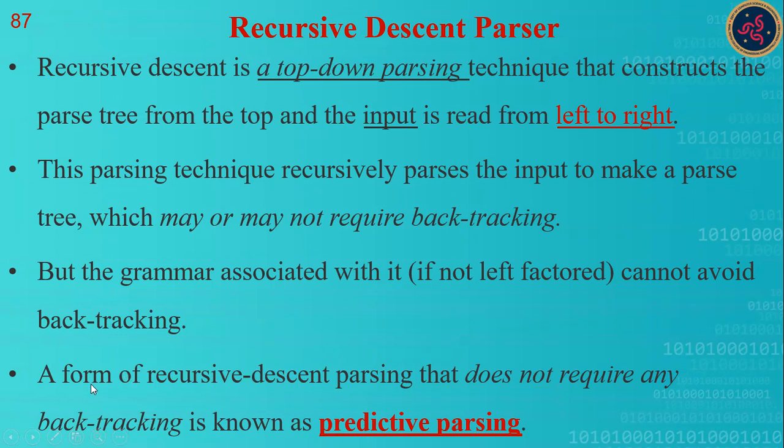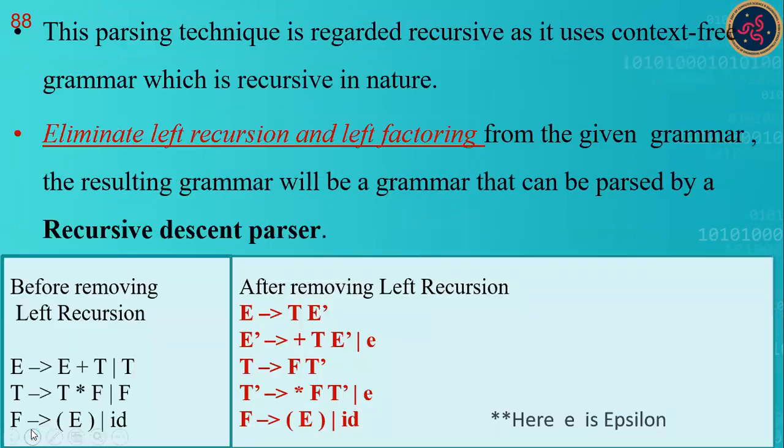Okay, so there is a form of recursive descent parser that does not require any type of backtracking, and that is known as predictive parsing. Okay, so the parser which does not require backtracking is called a predictive parser.